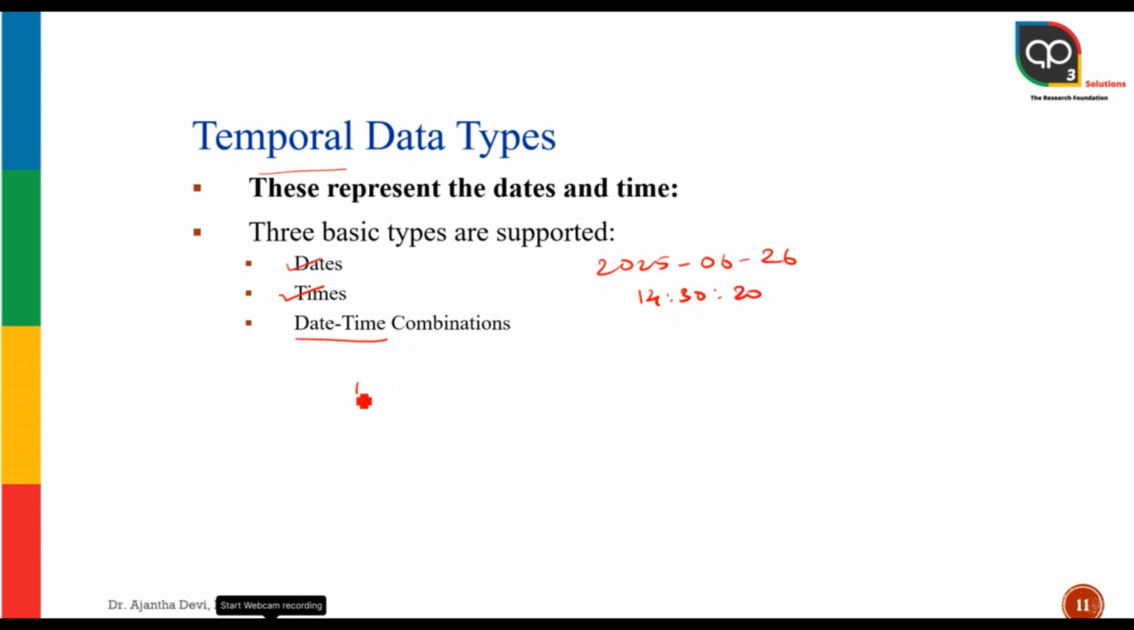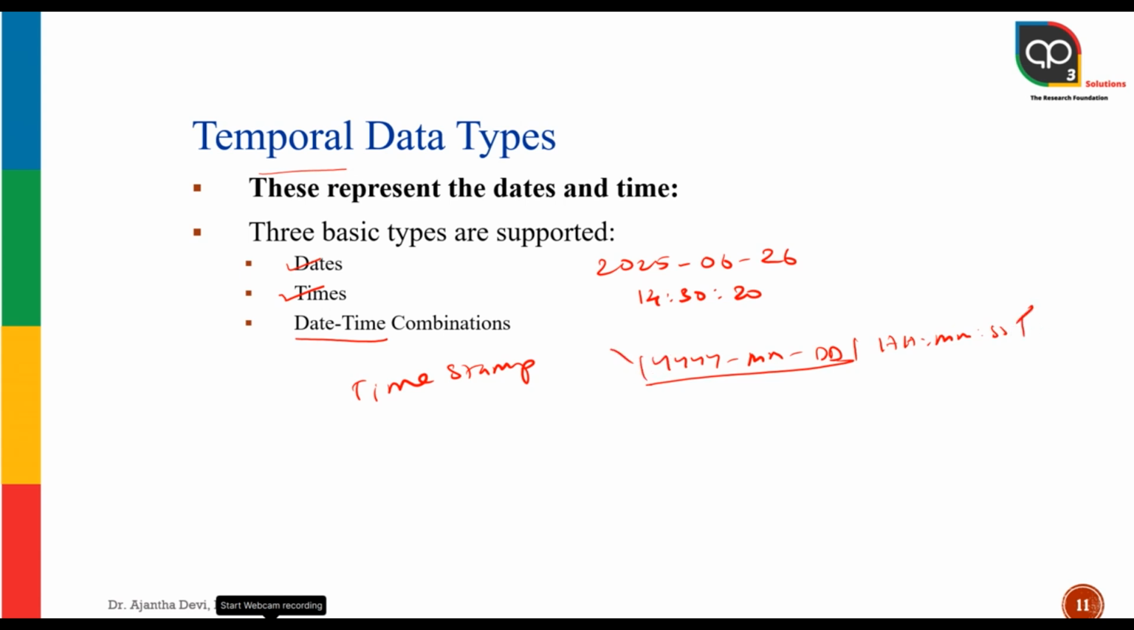Date time combination is actually specified as a timestamp. So it combines date and time into one. So here it comes with the exact date, with year, month and day, combined with hours, minutes and seconds as one single data.